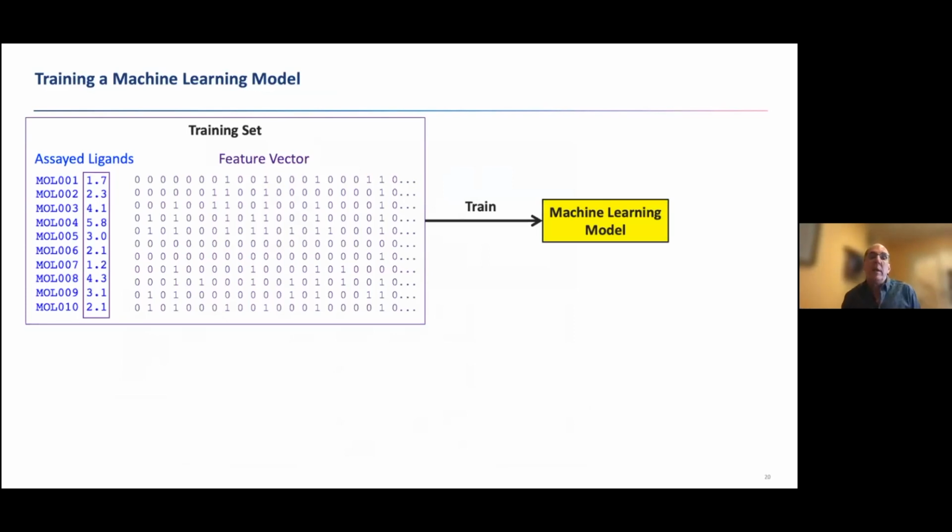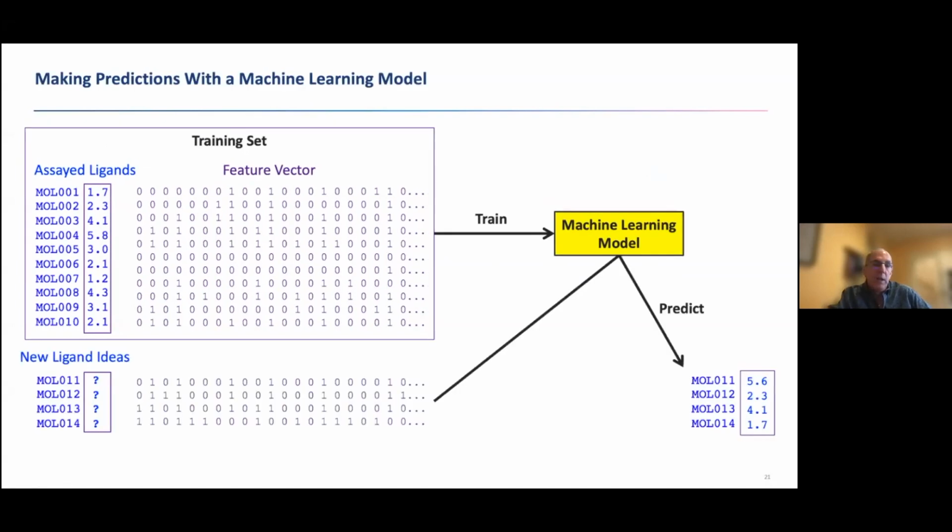Once we have these molecules represented as what we call feature vectors, we can come up with a relationship between these features, which is our X, and some experimental value, Y. We take this feature vector together with our experimental value, and we train our machine learning model. Then once we've trained the model, we can take new ligands. Let's say I've got some ideas for molecules that I want to synthesize. I can take those idea molecules, calculate their features, and predict the new Y value.